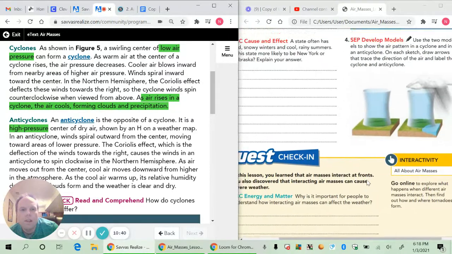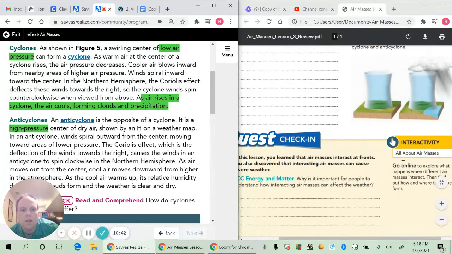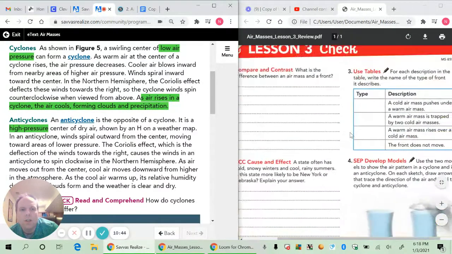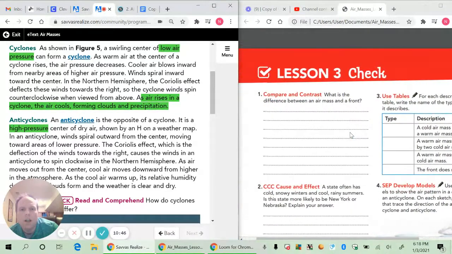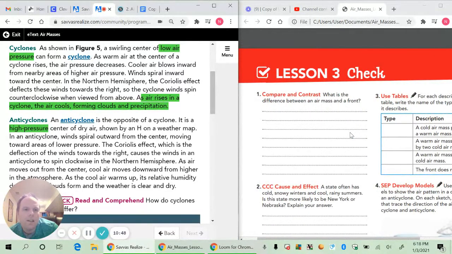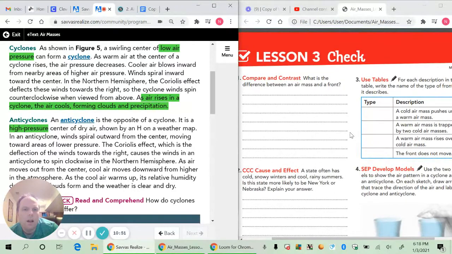So when you're finished with this assignment, you don't need to do the interactivity part here. You can submit it to Schoology and make sure that you understand these concepts so that you can do well on our quiz this week.